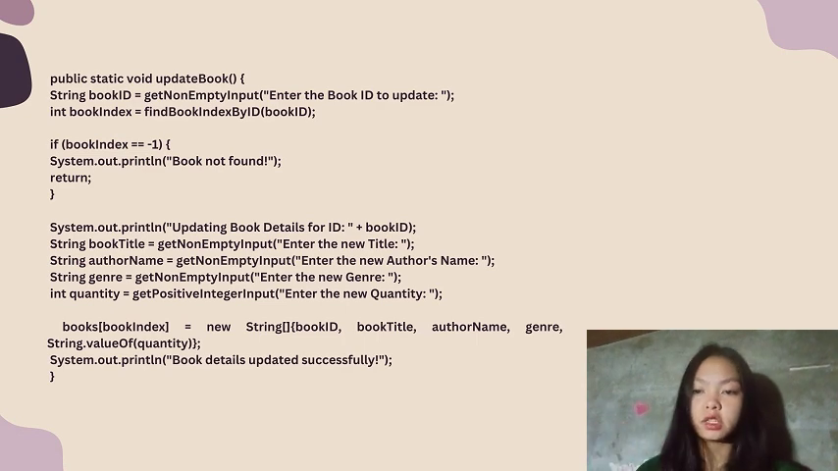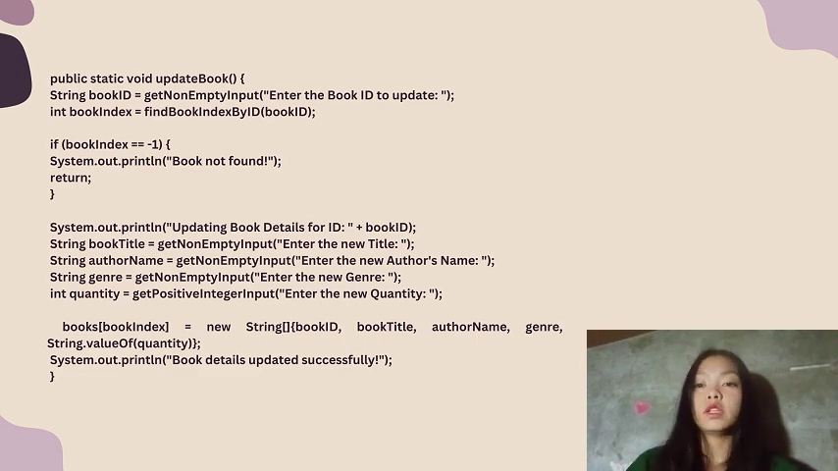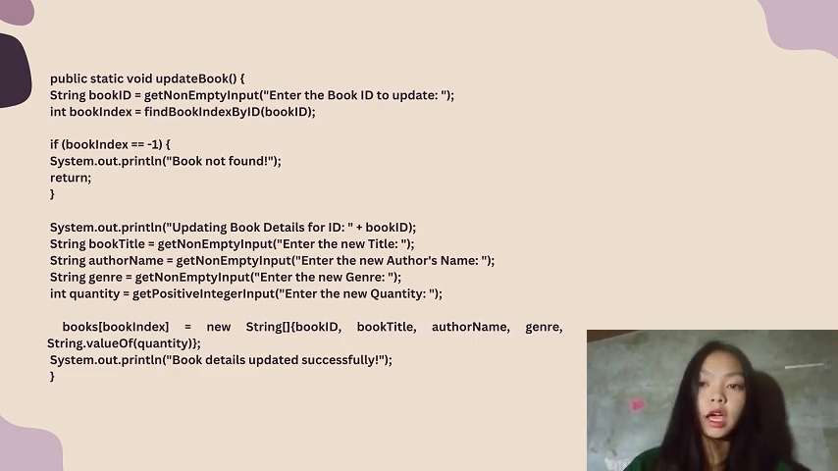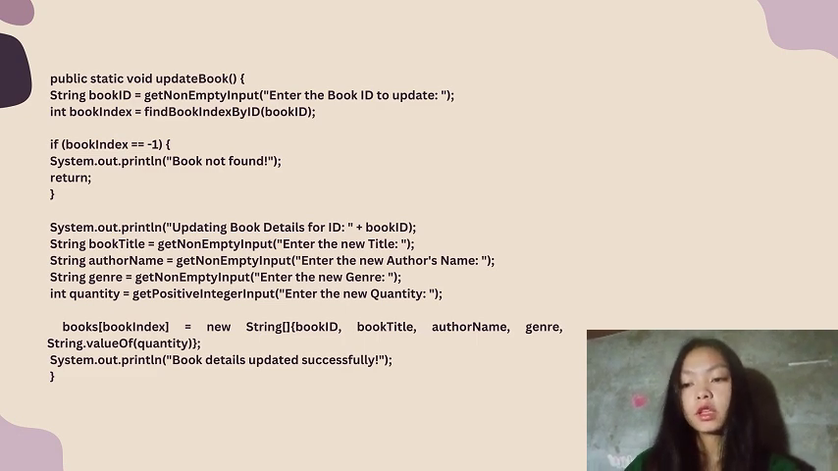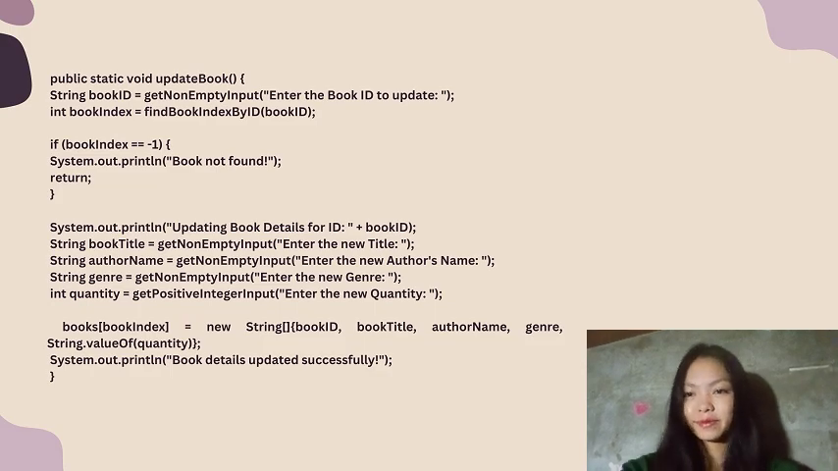It will flash on the screen saying book details updated successfully, so the user knows that the book details they entered and updated were updated properly. So that is the update book in the CRUD book. So thank you so much and that's all.